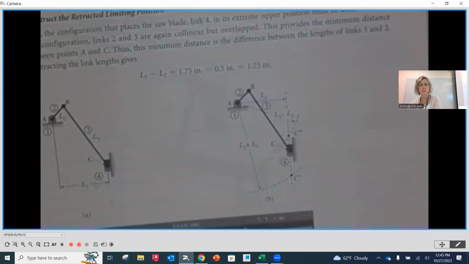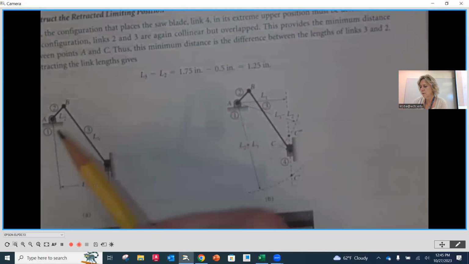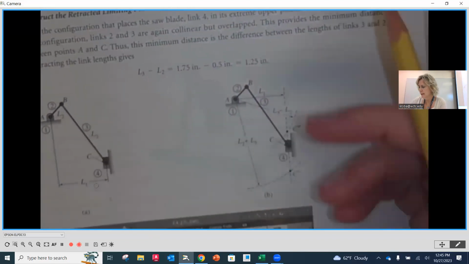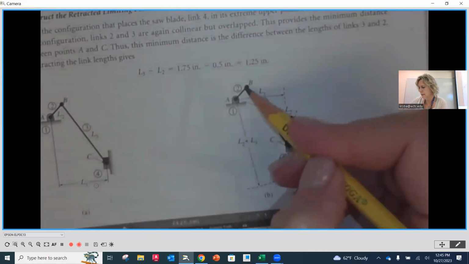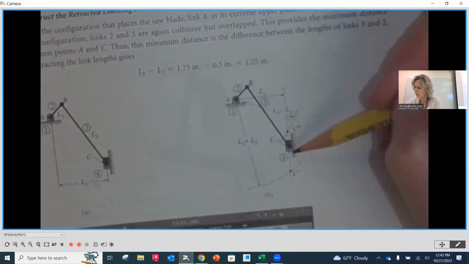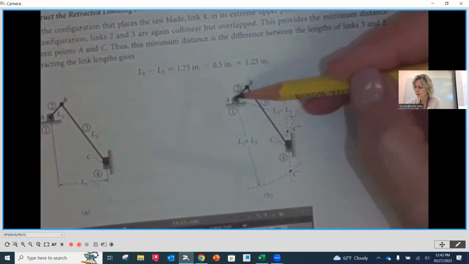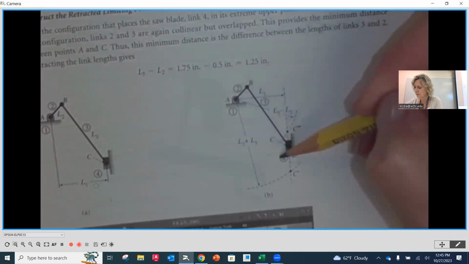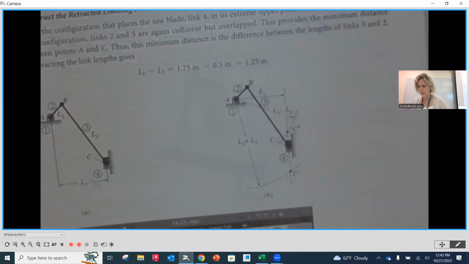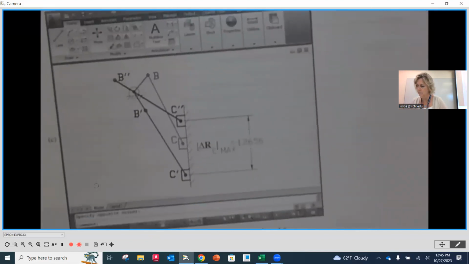Now, for limiting positions, there are two positions this can be in, which give us its furthest and its closest. First of all, if we take this radius and our connecting rod down to our slider, and put them in line with each other so that they're straight, that's what we see. I'm going to show you in this configuration here.